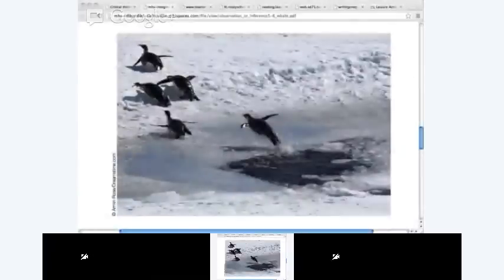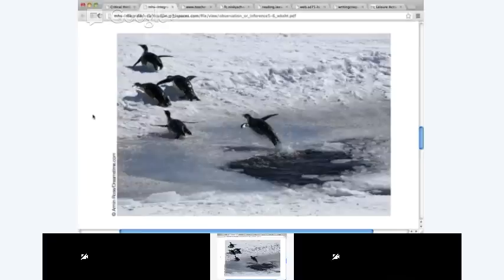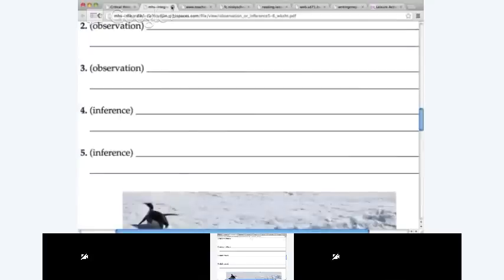Remember, inferences are educated conclusions. Okay? So who can make one? The penguins are very cold. Perfect. The penguins are black. I'm kidding. No, that's an observation. The penguins are happy. Okay. The penguins are going to take in the sun and relax. Party. Okay, cool, perfect, all right, good. So you guys understand the difference between observations and inferences, perfect.